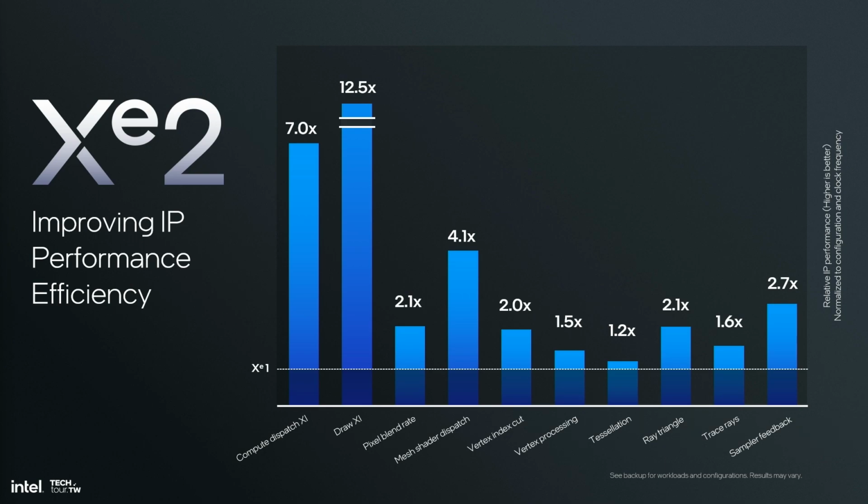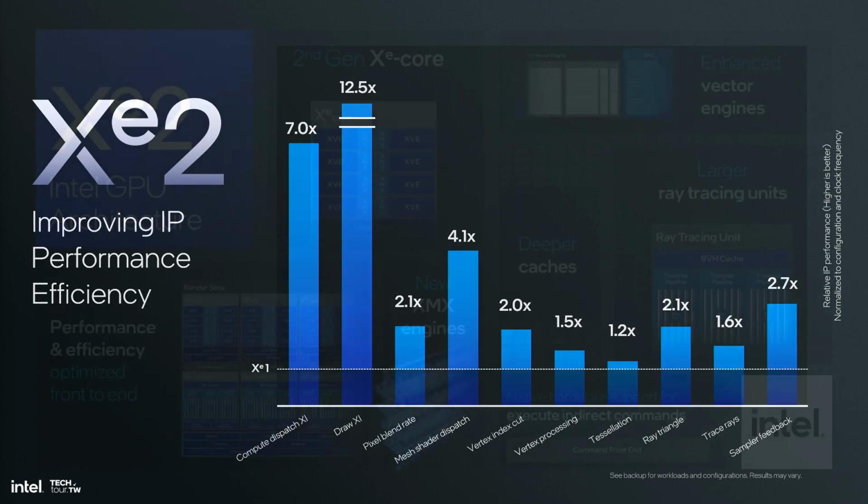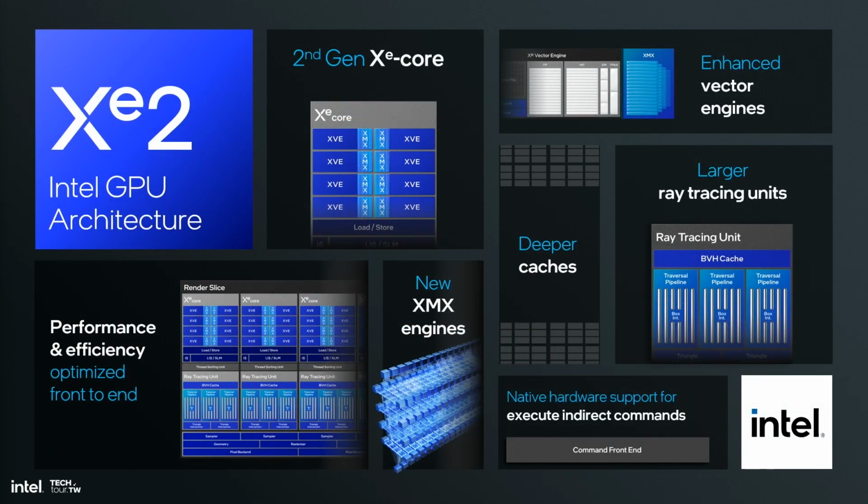Okay, so that's a pretty good summary of where we are with the Xe2 architecture. It's a brand new Xe core. It's our 2nd generation. We have new vector engines that are SIMD 16. We've doubled down on ray tracing, 3 traversal pipelines and 2 triangle tests. We have deeper caches, a better performing XMX engine, and it's all about performance and efficiency. Okay, that is Xe2 in a nutshell.